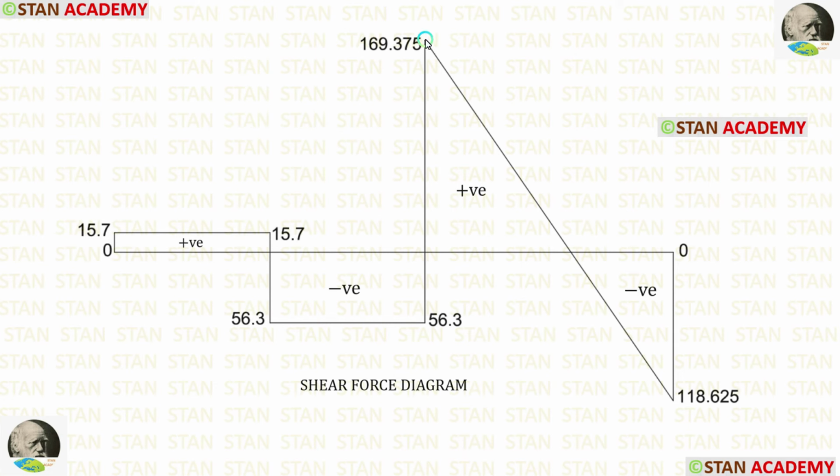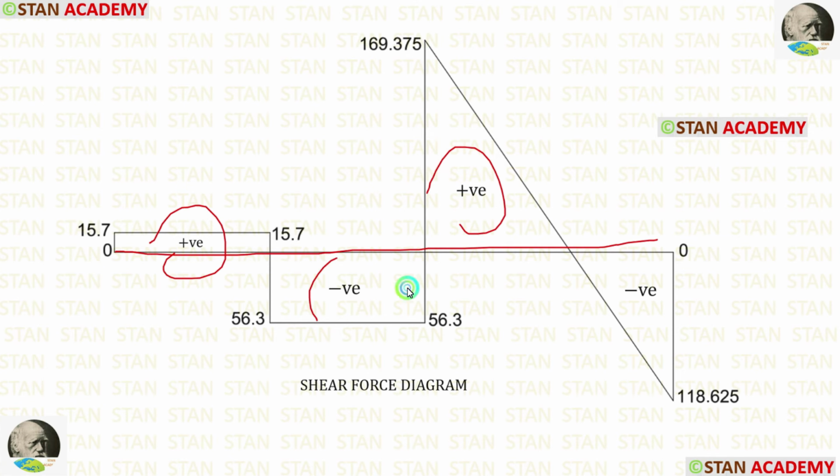If there is UDL, the shear force line will be inclined. You can see that in the span BC we are having UDL, that is why we are getting an inclined line. For the point loads, it will be a straight line. In the shear force diagram, if we are getting negative values, we have to draw below this line. If you are getting positive values, we have to draw above the line and then mark positive and negative.